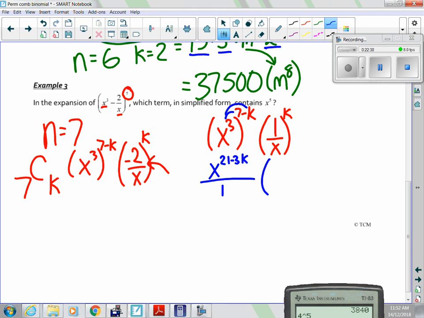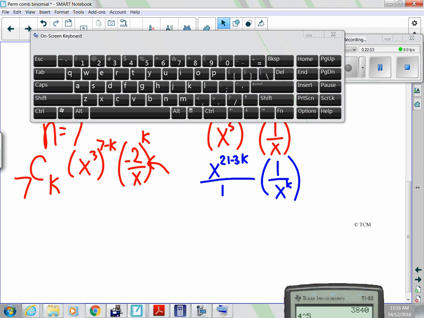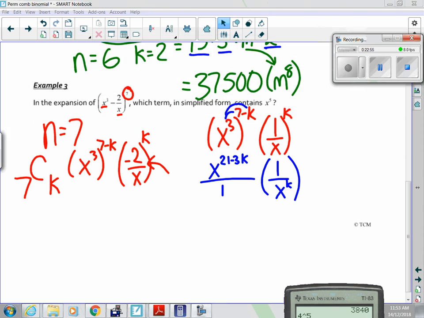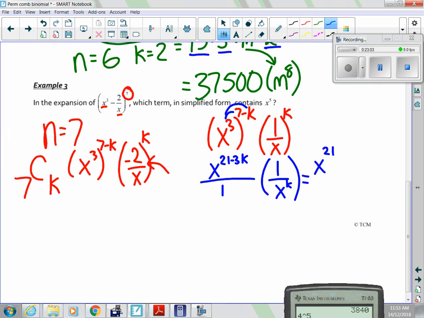Now think about it like this. You could even write 1 to the k if you wanted, although 1 to any power is still just 1. So let's maybe for clarity take that back off now. So what I'm going to do now is put these two pieces together. I'm going to multiply my fractions. So I get x to the 21 minus 3k divided by x to the k. Now we want that to equal x to the 5th.